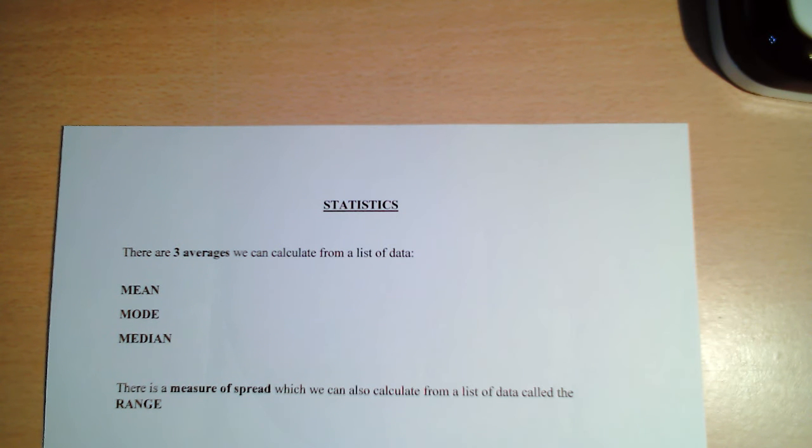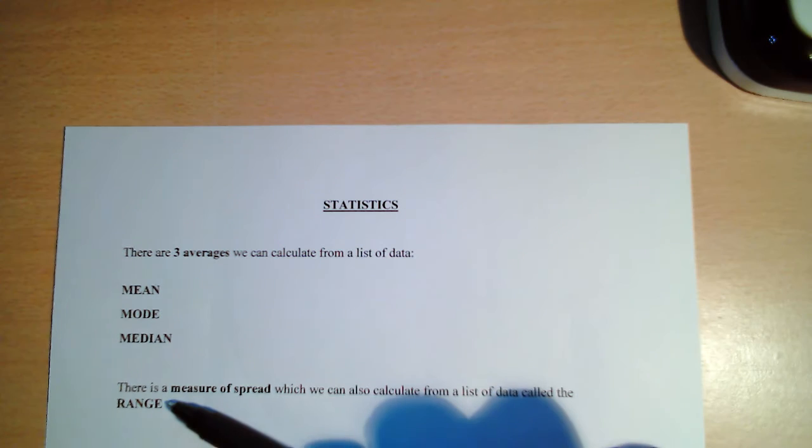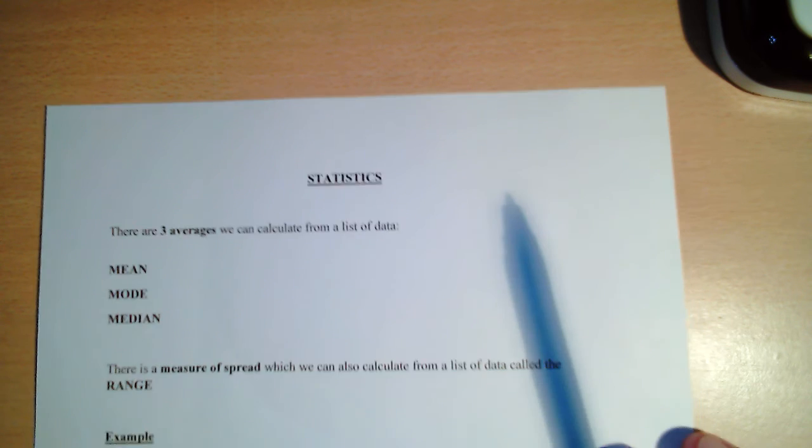There is also a measure of spread which we can calculate from a list of data, and that is called the range. So just be careful. Averages are mean, mode and median, but range is not an average, it's a measure of spread, and we'll come to that later. So let's look at our example.